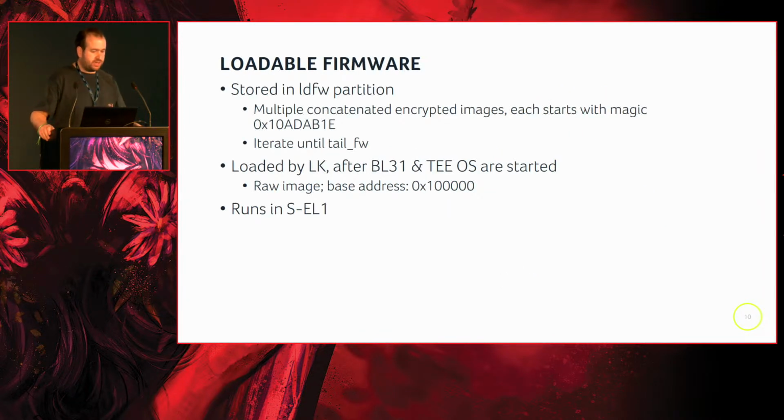If we look at the loadable firmware, they are stored in a specific partition for loadable firmwares, LDFW. It's actually a single image that contains many concatenated smaller images, one for each loadable firmware. Each of them starts with this magic. BL31 will iterate through all of them until it finds an image called tail firmware. When that is found, it means it's the end. They are loaded at a base address of 100,000, and as I mentioned before, they all run in secure EL1. So they are as privileged as the kernel, and they're an interesting target for an attacker.